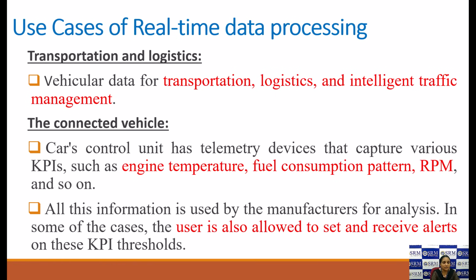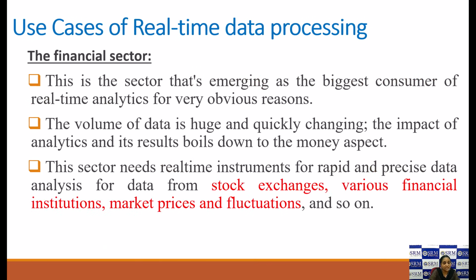All this car to car communication and automation happens, especially in terms of self-driven cars. A huge amount of data gets generated, and this data will be very valuable for connected cars. And the last one is the financial sector. Financial sector is where real-time data is required immediately.